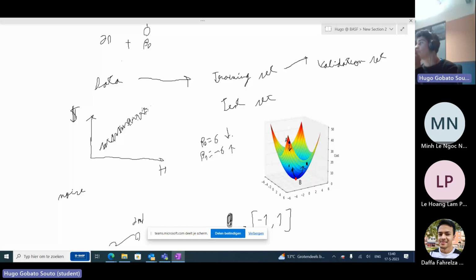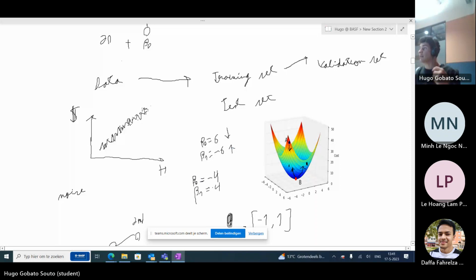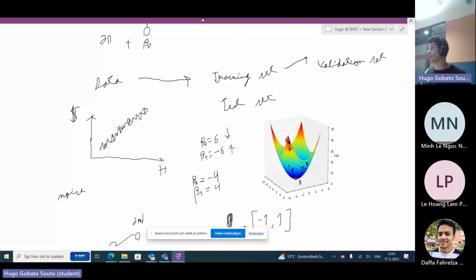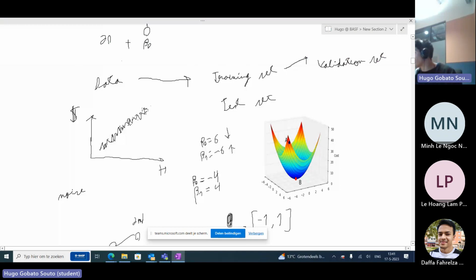Because if you just say, okay, let's decrease B0 by 10, so it's going to be -4, and let's increase B1 by 10, so it's going to be 4. Okay, if you do this, then what will happen is that here you are at A, right? And then you said, okay, let's go to -4 for B0, and 4 for B1, so then you are here. But you went in the good direction, so you were going towards B, but your step size was too big, so you passed B, and you continued, and then you came here.